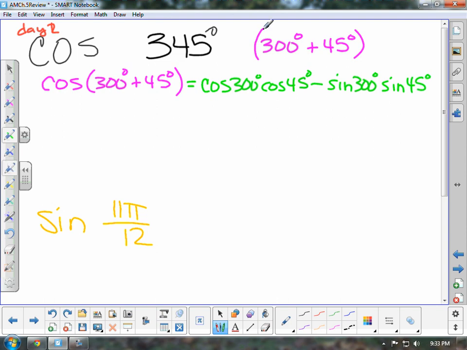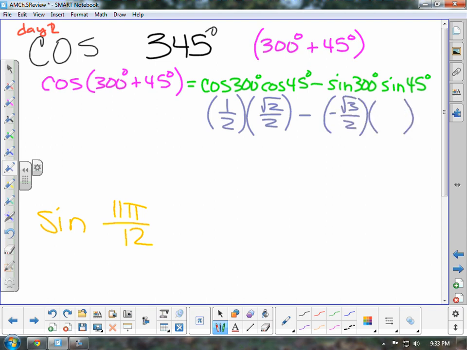And so with that, the cosine of 300 degrees is 1/2, and the cosine of 45 degrees is the square root of 2 over 2. Then the sine of 300 degrees is a negative square root of 3 over 2, and the sine of 45 degrees is the square root of 2 over 2 as well. Now it's just a matter of doing some math and multiplying fractions, of course. So 1 times the square root of 2 is the square root of 2, and 2 times 2 is 4.